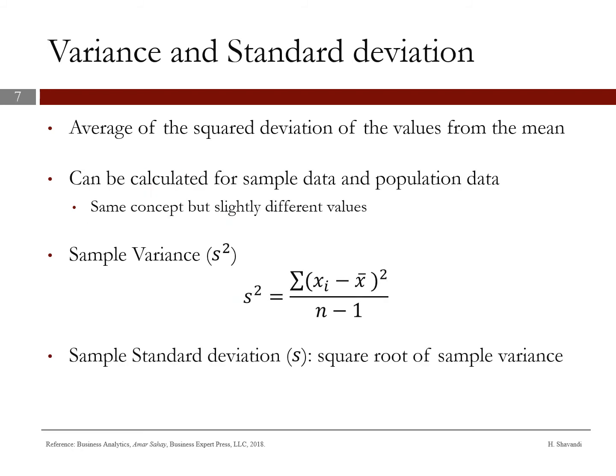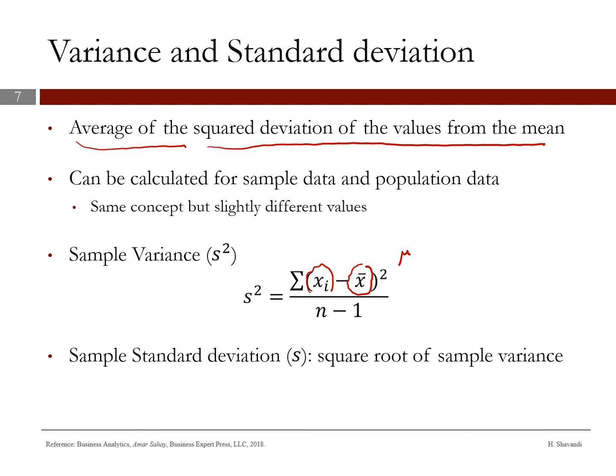Okay. Variance and standard deviation. The definition for the variance is the average of the squared deviation of the values from the mean. So here we calculate the mean, let's say x bar, or the mu, and then we take every observation xi and calculate the difference between xi and x bar, or the mean, and then we take the square of these deviations, and then we take the average over those deviations.